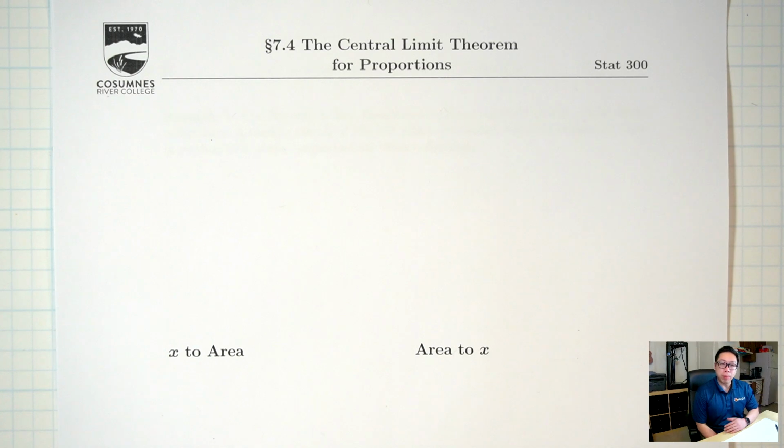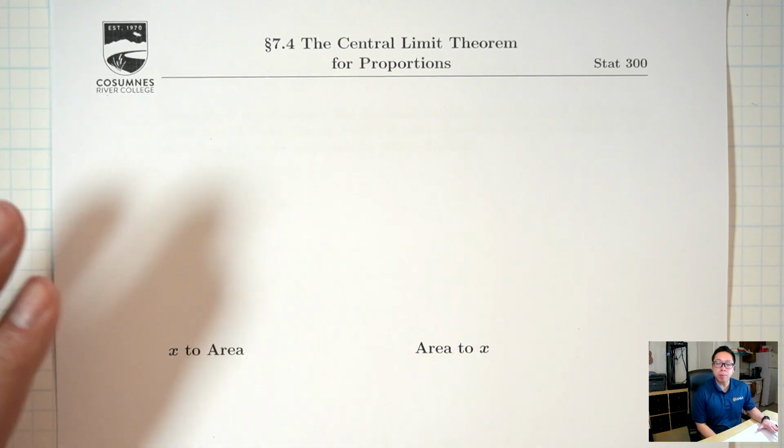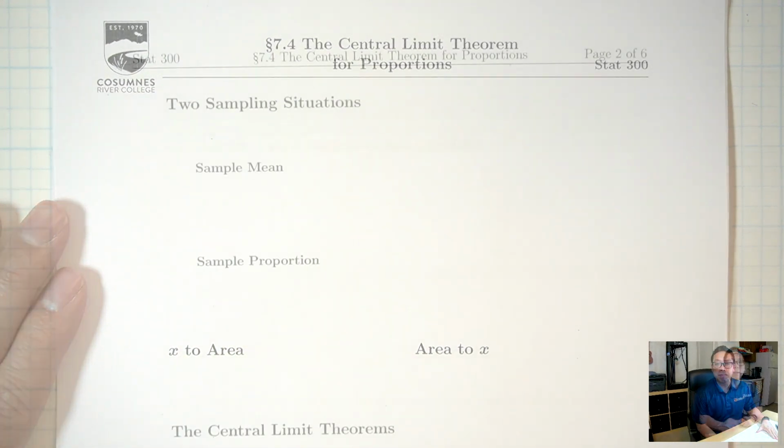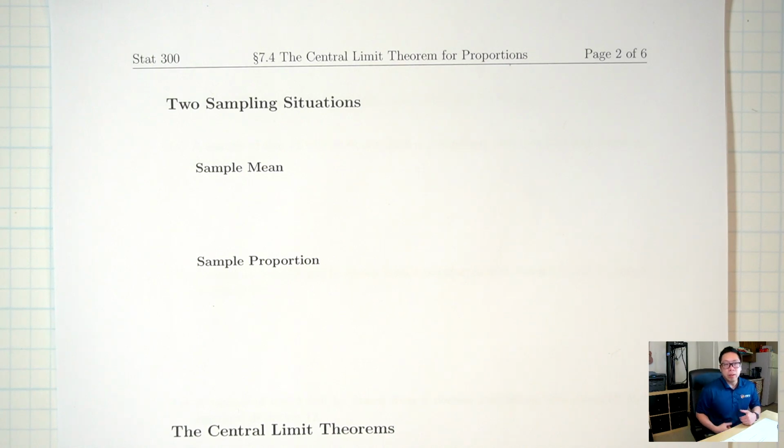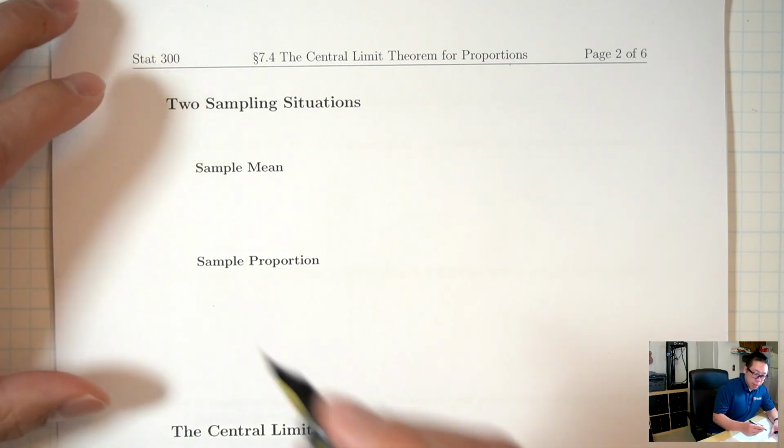Welcome back. The front page here I'm going to reserve for my formulas, so I'll come back to the front page a little bit later. Two sampling situations. This refers to the two main things you can do after you take a sample. In both of these cases, we're going to start off by taking a sample of size n.